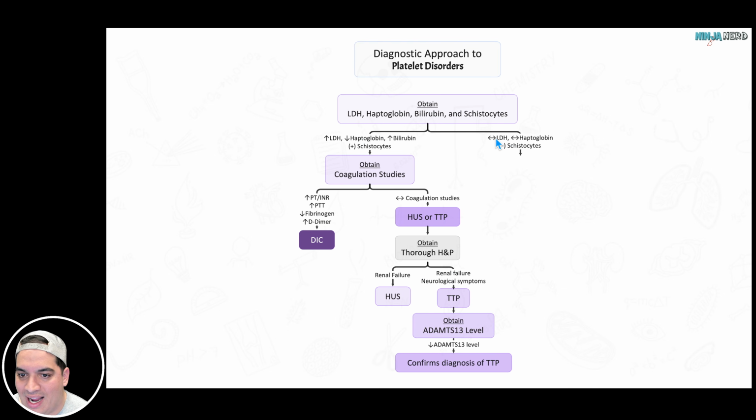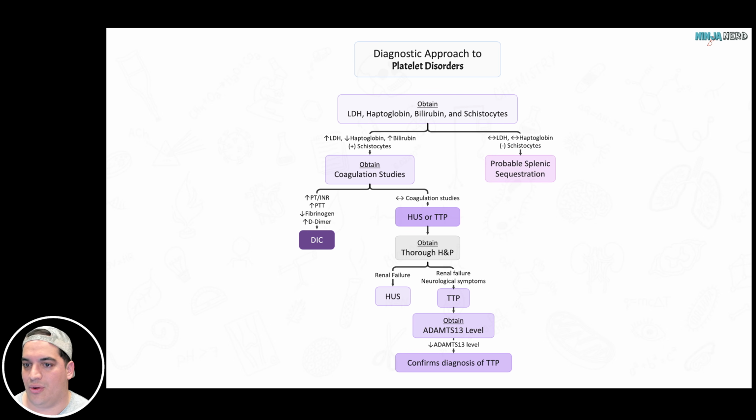Let's go over here. What if LDH is normal, haptoglobin is normal, there are no schistocytes, but there is anemia and thrombocytopenia? Oh wait, what if the spleen's really big? If the spleen's really big, it can actually sequester red cells and it can sequester platelets, but it's not a hemolytic process. This would suggest splenic sequestration, my friends. And that's the best thing to think about here.